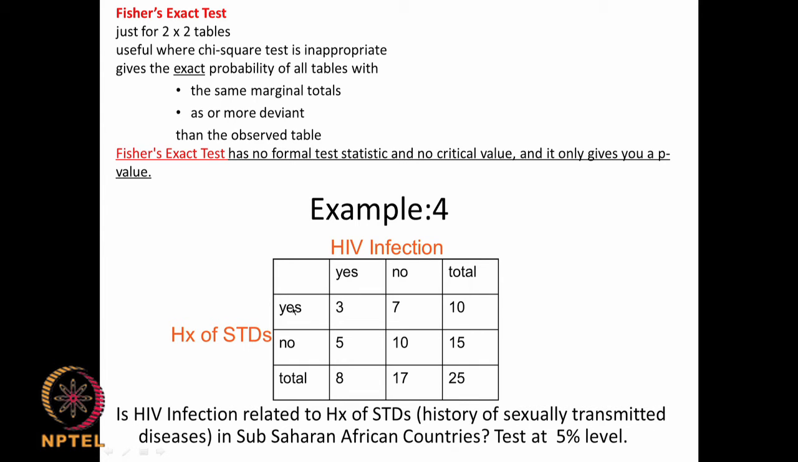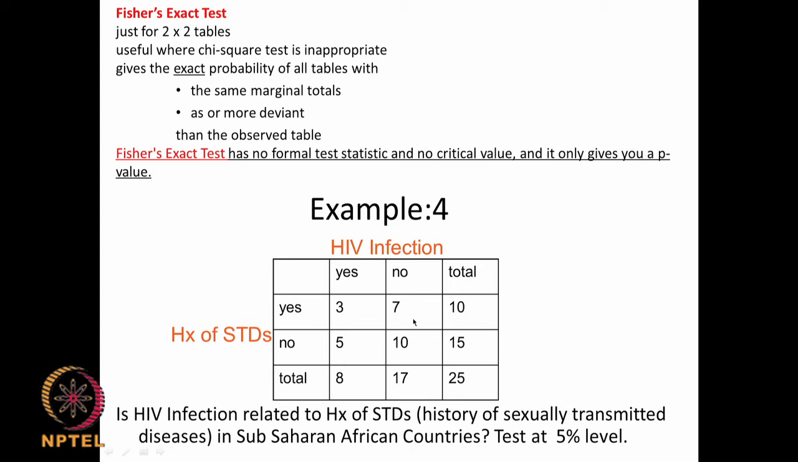There is a history of STD, but no HIV infection is this much. There is no history of STD, but there is HIV infection. There is no history of STD and there is no HIV infection. So, you have this data, you can find out what is the probability of getting this type of table. So, this Fisher's exact test gives you that sort of numbers.